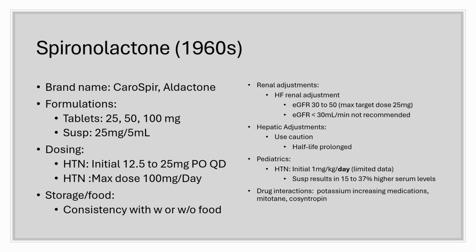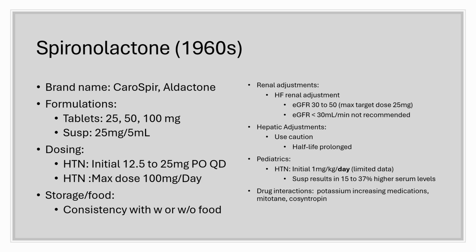For hypertension, spironolactone is generally not used as a first-line medication. Its usual initial dose is 25 milligrams by mouth once a day, titrated monthly up to 100 milligrams daily. Advise the patient to take it either with or without food, but it's important to keep it consistent, because taking spironolactone with food increases its bioavailability.